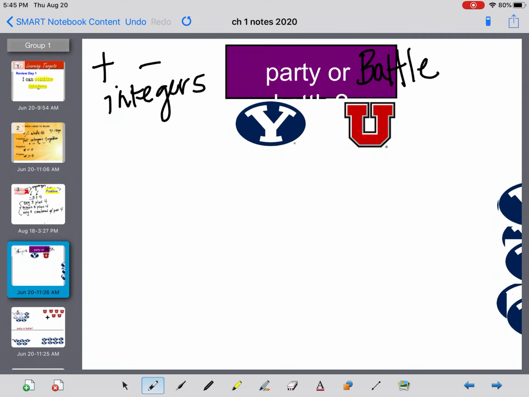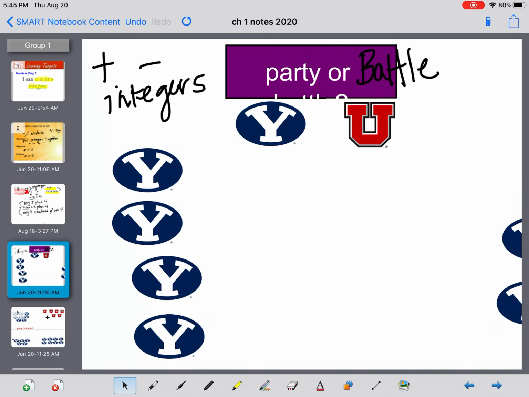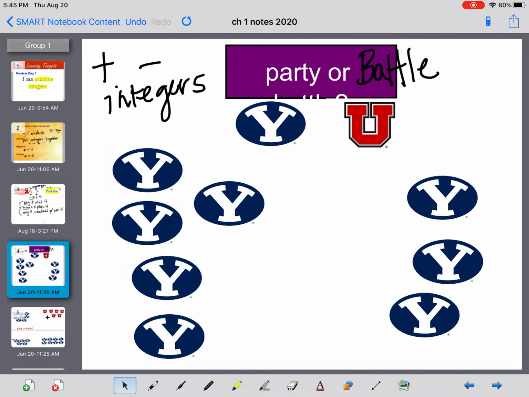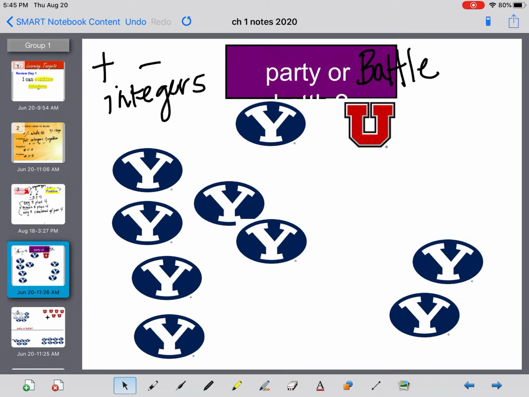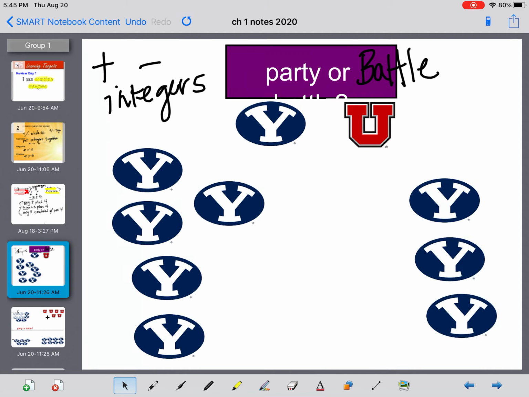So let's say I'm in a parking lot and I'm partying down with all my BYU fans. Oh, hold on please. I've got to get my arrow so I can move some of these things over here. And I've got all my family members and they're getting together, and then I've got some more BYU fans. Is this going to be a party or a battle? Well, all of these BYU fans are going to get together and it's going to be a party, right? So I actually end up with more BYU fans. If I have one group and then they combine with another group, I get more, right?